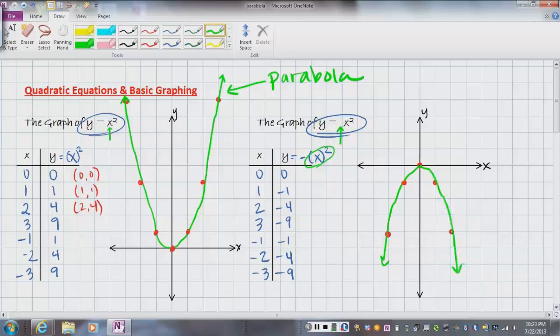So, moral of the story here, when you graph a quadratic equation, you end up with a U-shaped graph that we call a parabola. If your leading coefficient is positive, in other words, here we really have a positive 1, your parabola is going to open up. If it's negative, your parabola is going to open down.